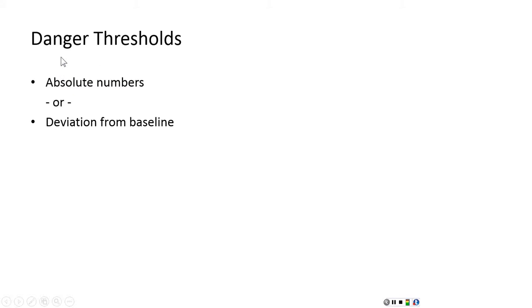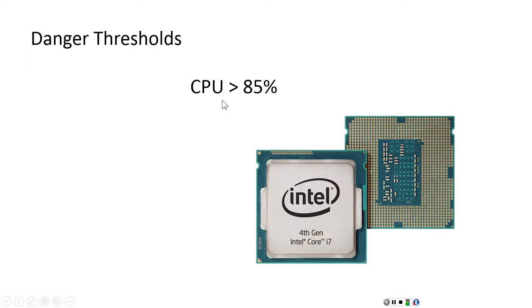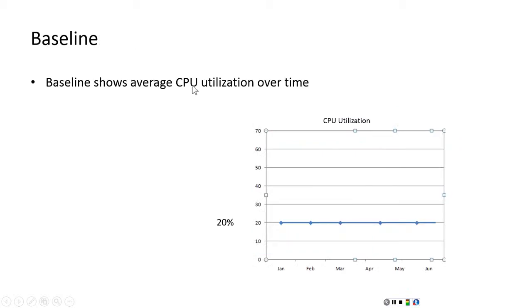And I would like to discuss the concept of danger threshold. The danger threshold can be represented as an absolute number or as a deviation from the baseline. Now, we typically think of a danger threshold as an absolute number, and the typical example would be if CPU utilization is greater than 85%, then that's a danger threshold. But there's another way to identify a danger threshold, and that's called deviation from the baseline. A baseline shows average utilization over time.